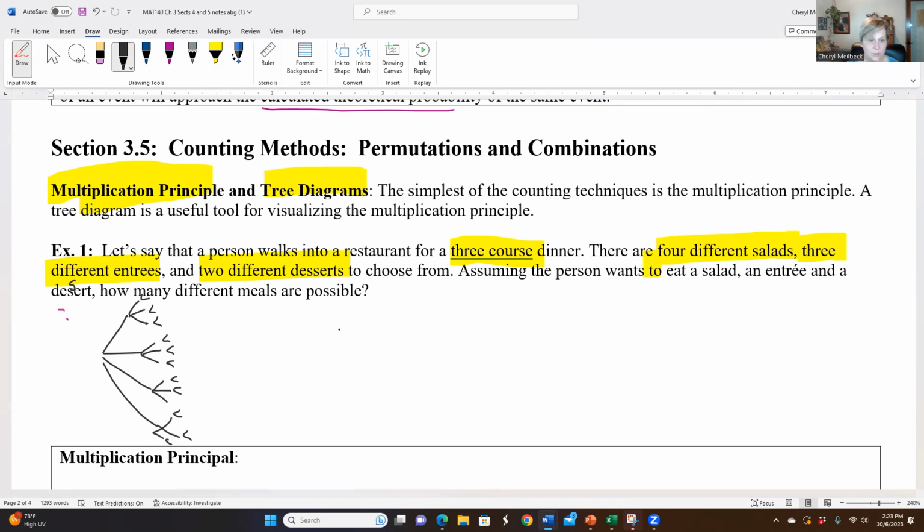So the other way to do this is to use the multiplication counting principle, in which we would say 4 salads times 3 different entrees times 2 different desserts leaves you with 24 possible combinations. So let's explicitly state what that means down here in the multiplication counting principle.